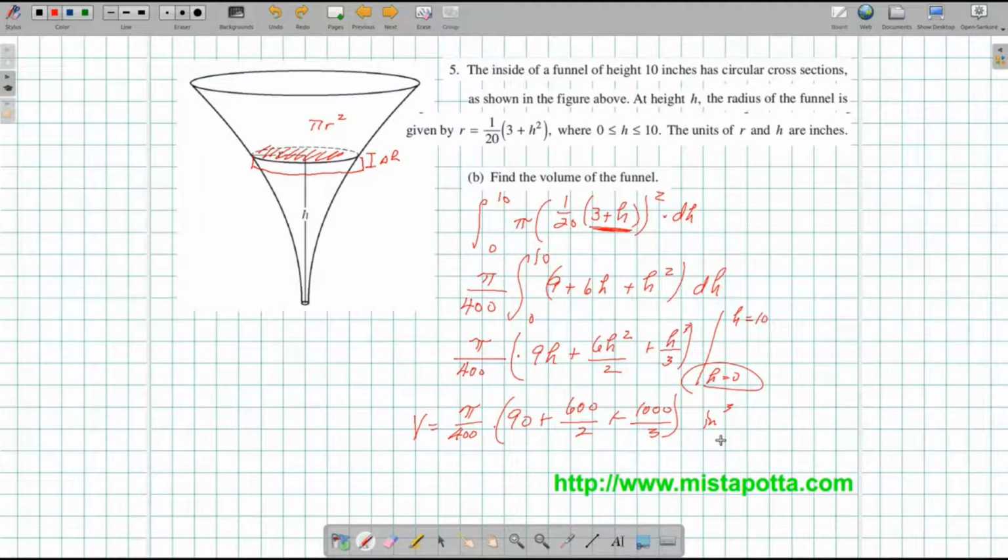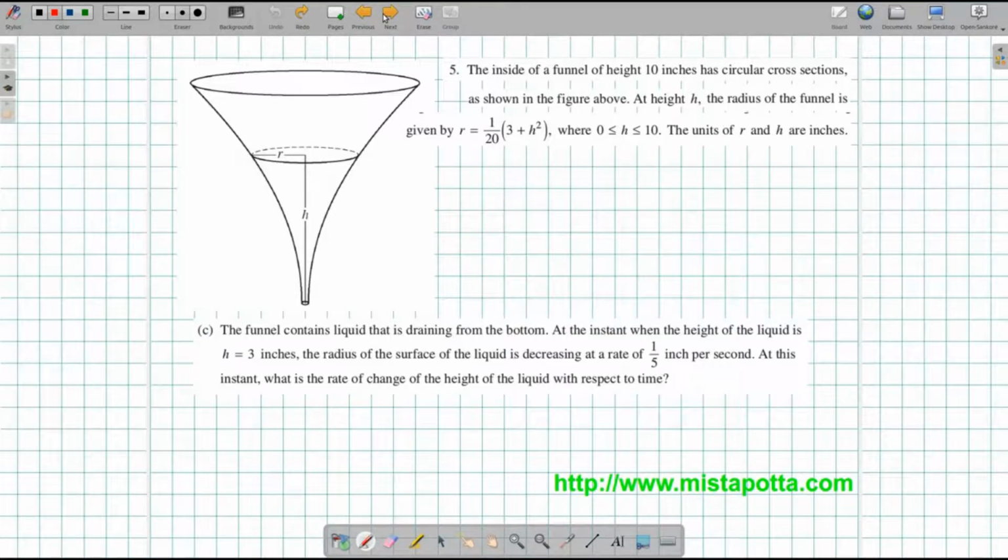So that's all that we have to do here for finding the volume of the funnels, to treat this as a volume of rotation, because we're actually rotating about this axis here. And we're used to seeing things in terms of x and y, but what I've really got here is r and h. All right, moving on to part C, this is our related rates problem.